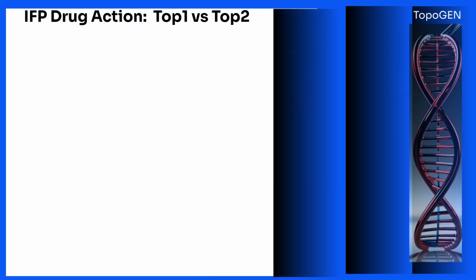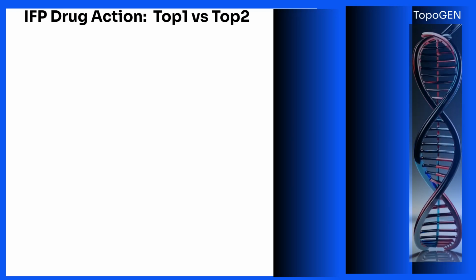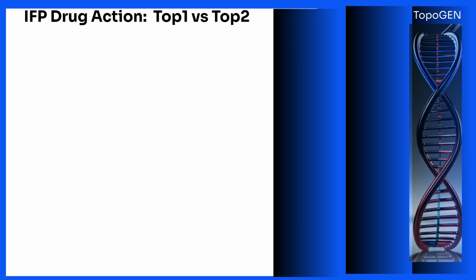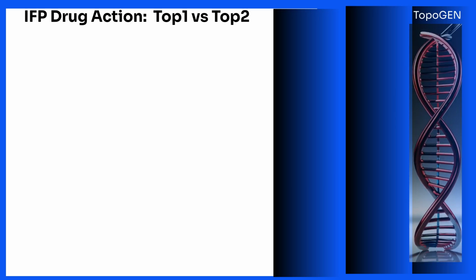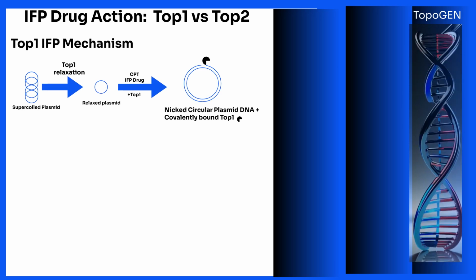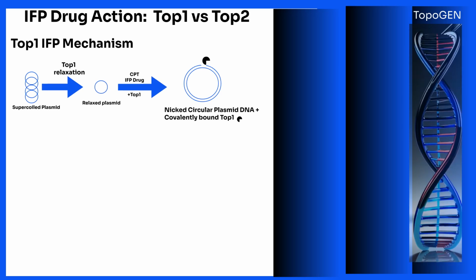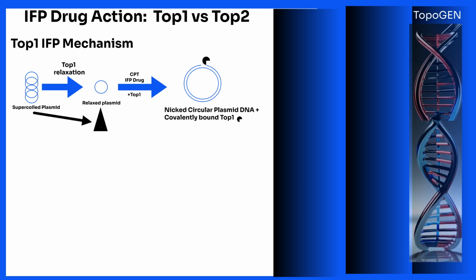Let's discuss more specifics about interfacial poisons. IFP action is similar between the two types of enzymes. However, because they interact differently with DNA, the poisoning event is quite distinctive. Looking first at TOP1, the basic enzymatic function involves nicking and resealing of one strand of DNA. This will generate a relaxed form of DNA derived from a superhelical DNA substrate.